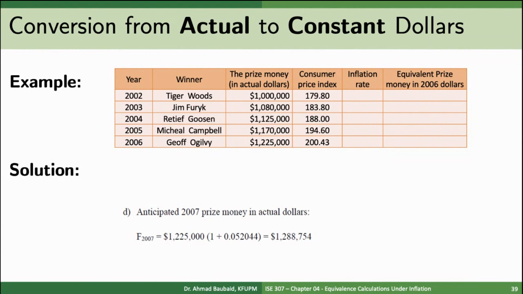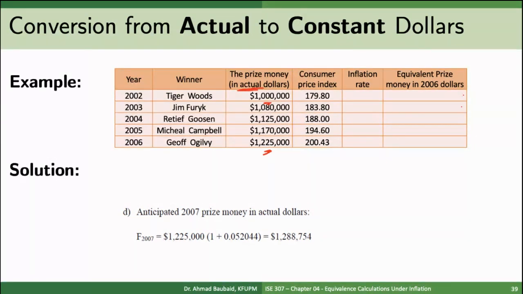Oh, no. So remember, when I say actual dollars, I mean what I actually give you in that year. So I'm just giving you this amount. Tiger Woods got this amount in 2002. Jeff, or whatever his name is, got this amount in 2006. So we haven't yet figured out if this is equivalent, actually. That's the point of constant dollars.